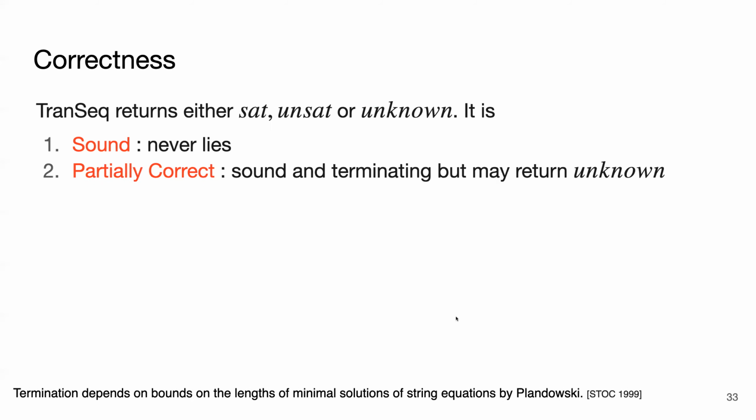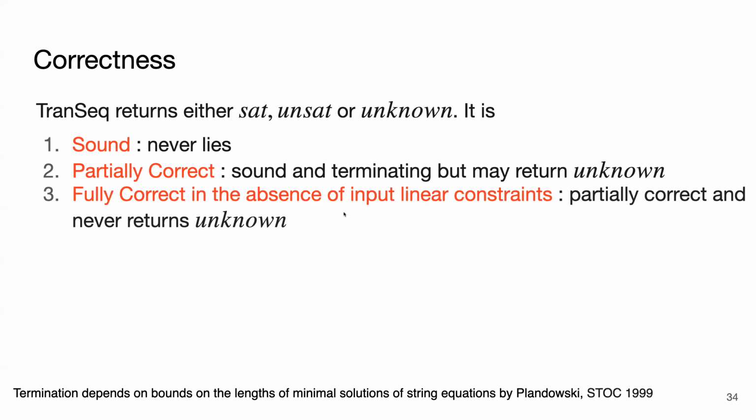It is partially correct, which means that it is sound and terminating, but it may return unknown. The termination result here depends on the bounds of lengths of minimal solutions of string equations. You can think of exploring the tree until the LIS solver says that we now have lengths of equations exceeding this limit, and there we need to close off the tree, and that becomes unsat. And it is fully correct in the absence of input linear constraints. If you don't provide any input linear constraints, it will never return unknown.